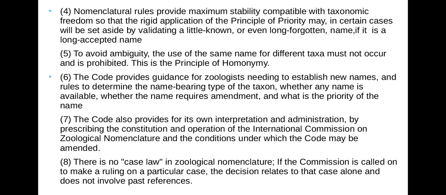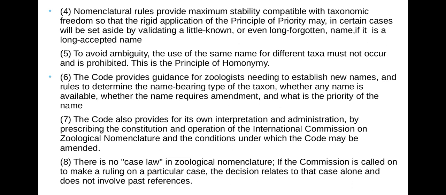To avoid ambiguity, the use of the same name for different taxa must not occur and is prohibited. This is the principle of homonymy. The code provides guidance for zoologists needed to establish new genus names and rules to determine the name-bearing type of the taxon, whether any name is available, whether the name requires amendment, and what is the priority of the name.